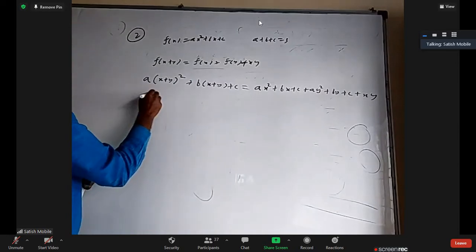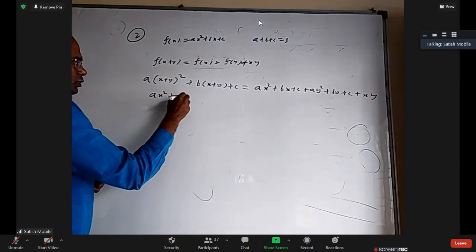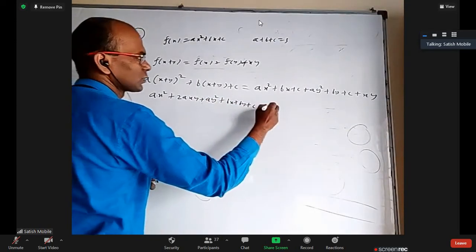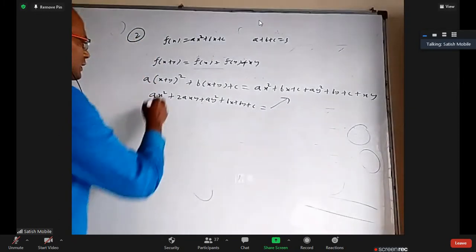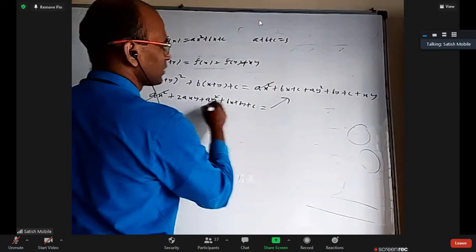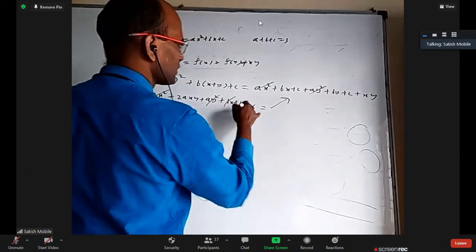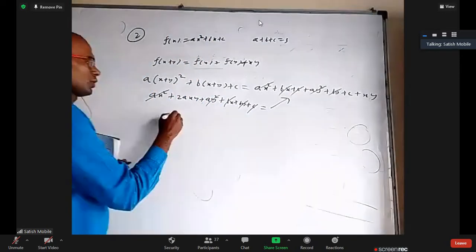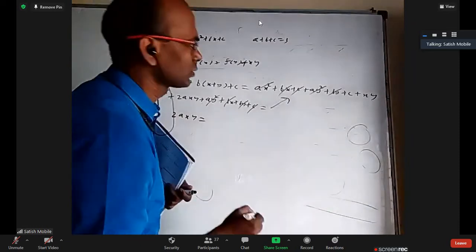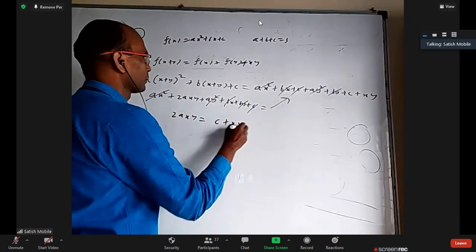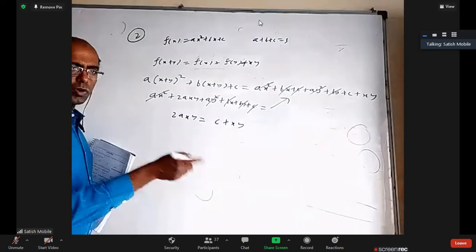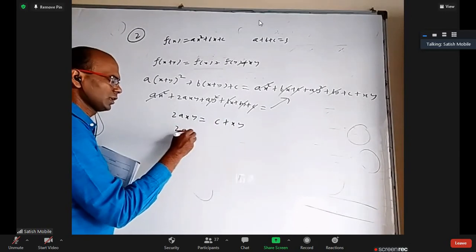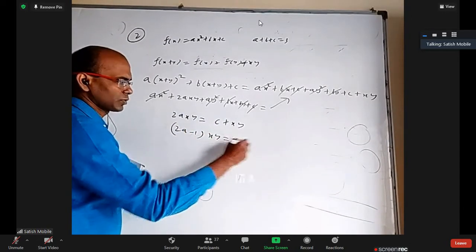When you expand this, I'll get ax square plus 2axy plus ay square plus bx plus by plus c equal to this one. Now I can cancel ax square, cancel ay square, cancel bx and by, and cancel 1c. Now I got 2axy is equal to c plus xy. But they should be true for all x and y. So I think I can easily say the xy coefficient should be same, or you can bring one side and say 2a minus 1 into xy equal to c.